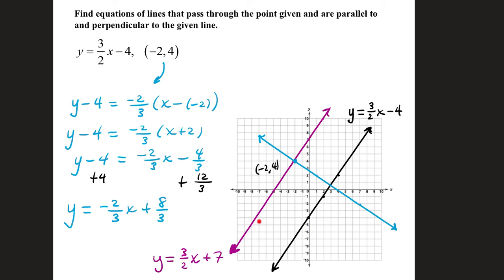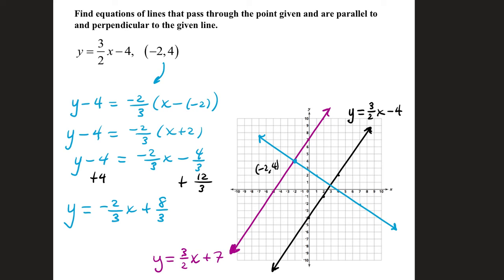So this magenta or purple line, we have y equals 3 halves x, because it has to have a matching slope in order to be parallel. And it does cross the y-axis at positive 7, so y equals 3 halves x plus 7.